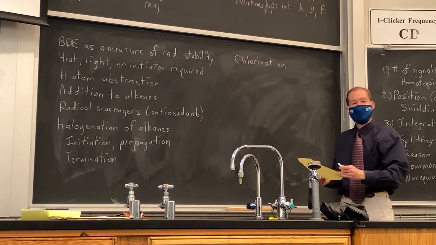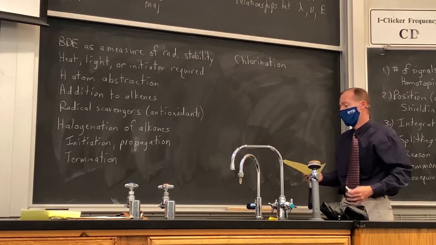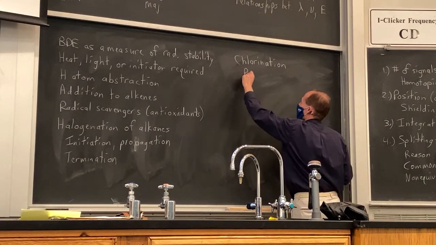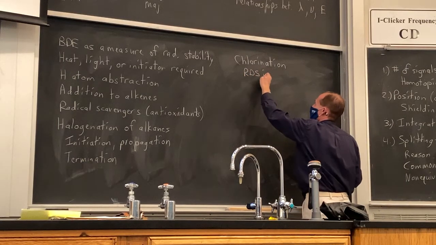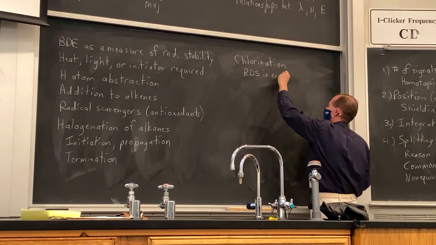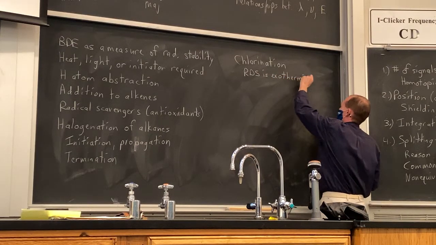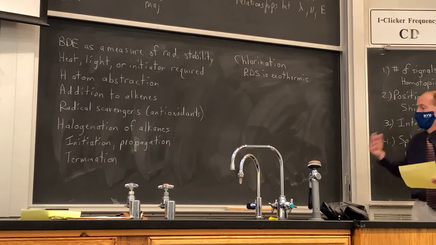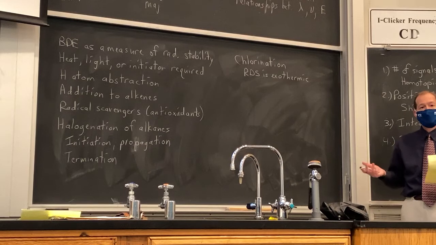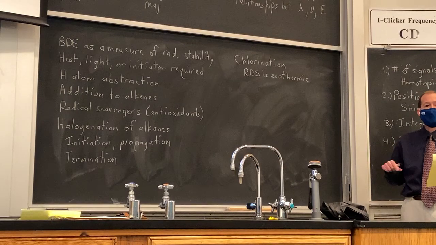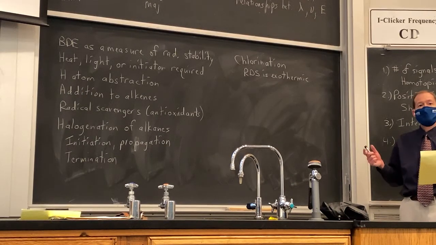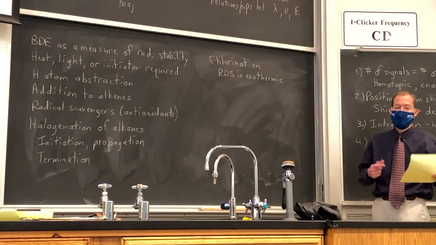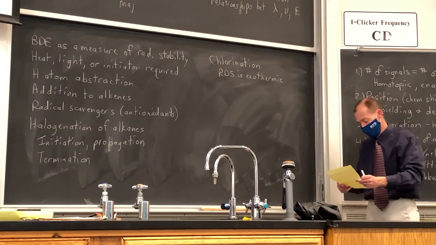So what was unique about the chlorination compared to the other halogenation we learned, the bromination? In the chlorination, our rate determining step is exothermic. The hydrogen atom abstraction by the chlorine atom is exothermic. According to Hammond's postulate, that means the transition state is more like the reactants than the products. And so there's not a big difference in rate for forming a more substituted radical versus a less substituted radical.